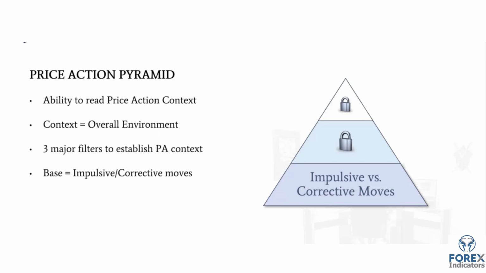Okay, so as I talked about, there's this kind of pyramid of the way we read price action, and it starts with impulsive versus corrective moves. As I've mentioned before, we're trying to read price action context structurally or contextually. And so the context is what gives you an understanding of what the overall environment is. By learning to read the context, you're learning to see the underlying order flow in the environment. We have a total of 3 filters that we use to establish the price action context, and the base of that is impulsive and corrective moves.